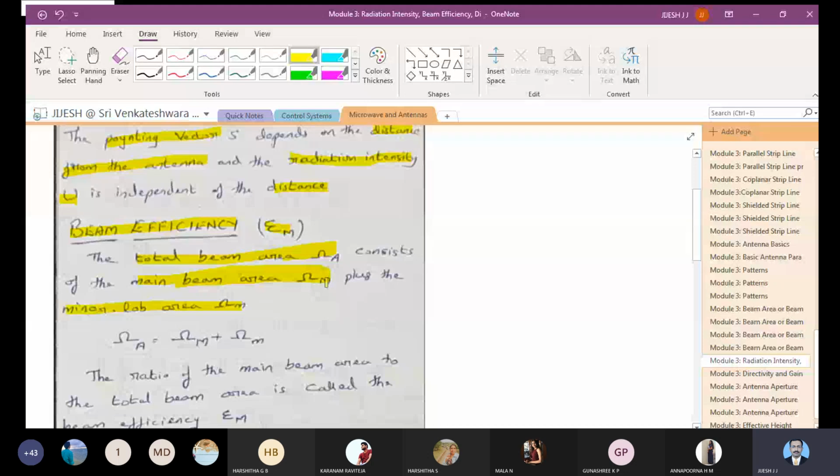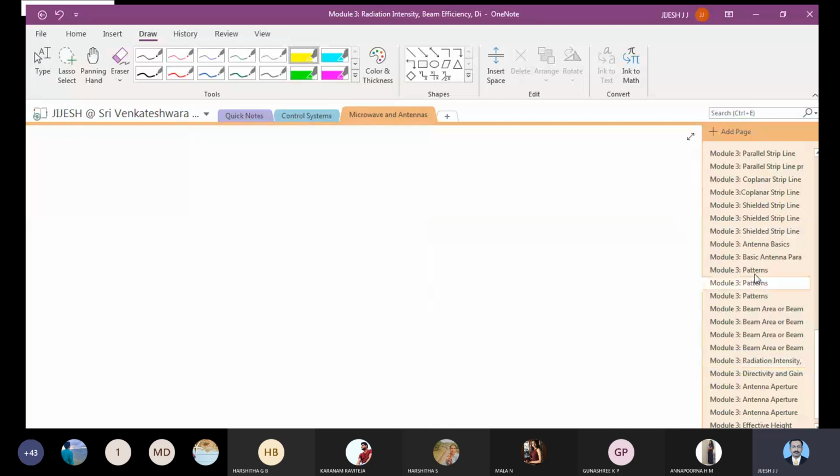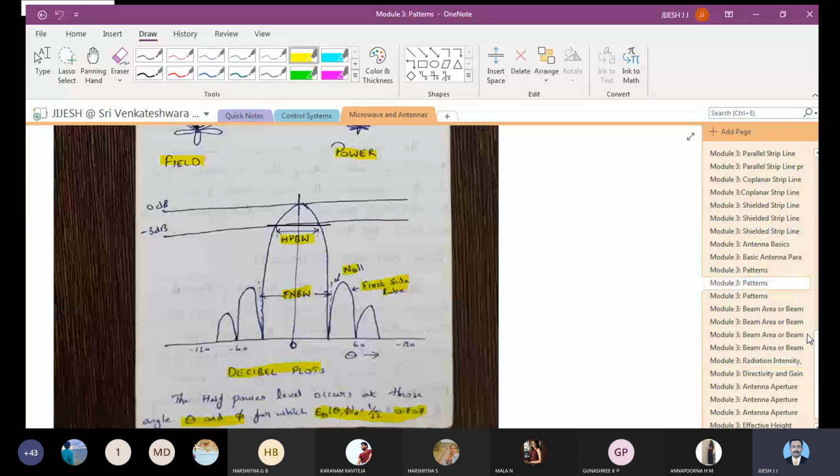So what I will just explain to you: the total beam area is defined as omega A. It is a combination of omega capital M and omega small m. What is omega capital M? It is the main beam area. You have studied the main lobe, right? Main lobes, side lobes, and the nulls in between, you studied in the previous class. I'll just show you to make it clear. You have studied all these things clearly there.